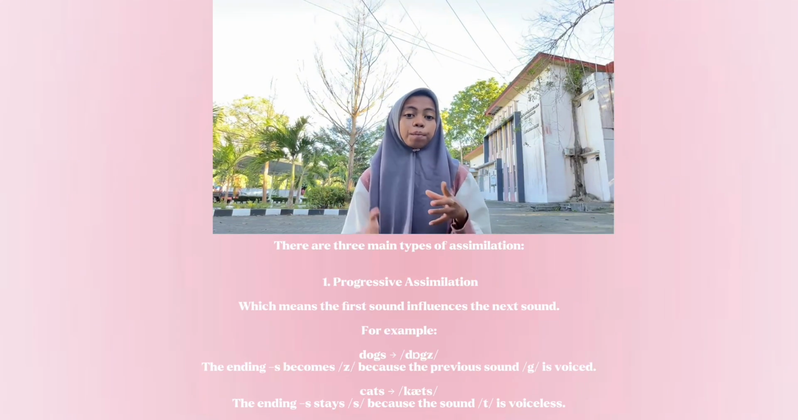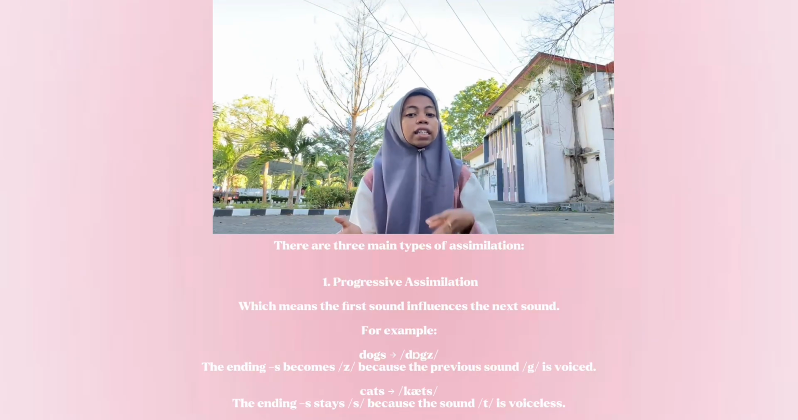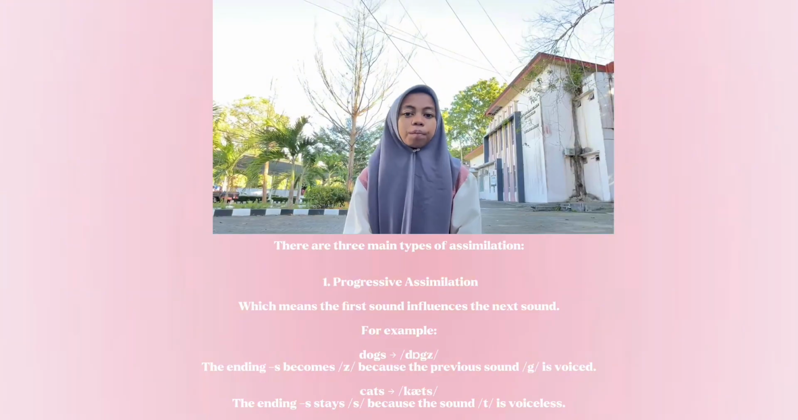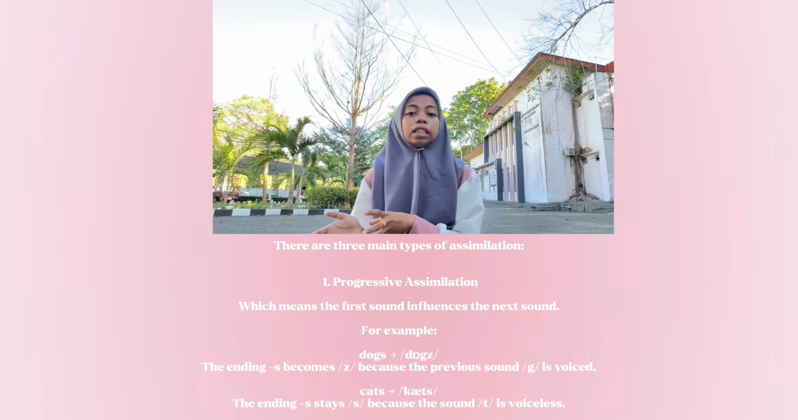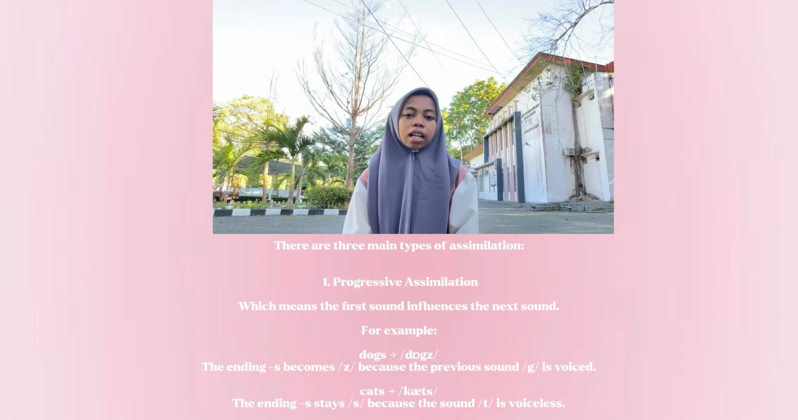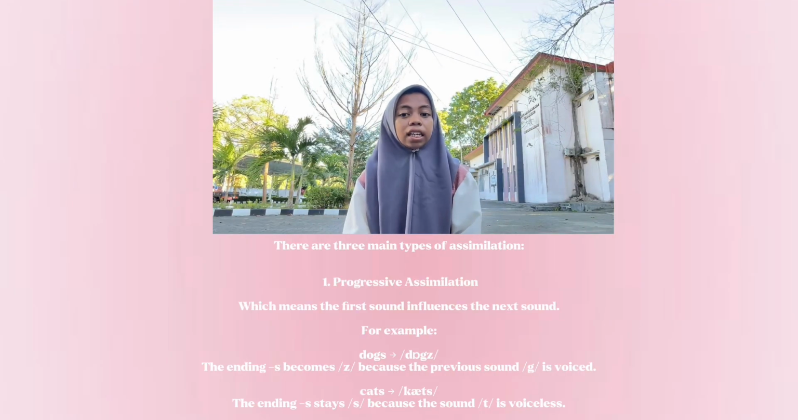For the first one, progressive assimilation, which means the first sound influences the next sound. For example, dogs. The ending S becomes Z because the previous sound G is voiced. The second example is cats. The ending S stays S because the sound T is voiceless.